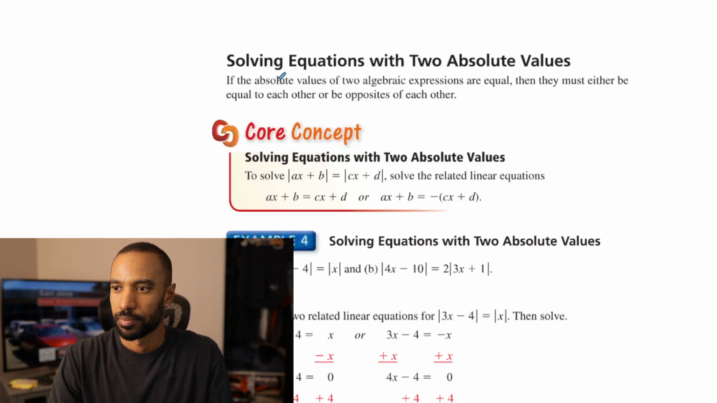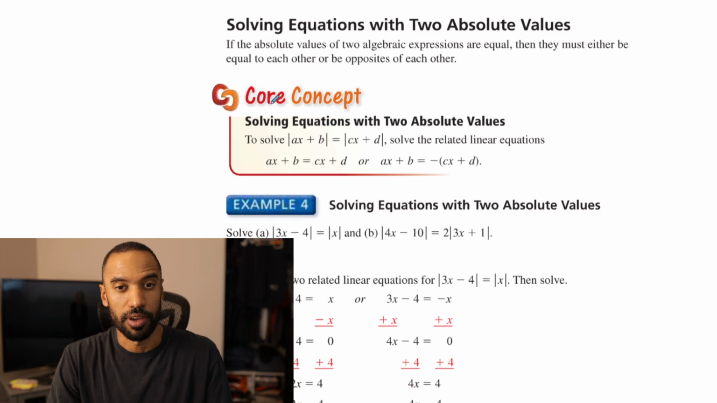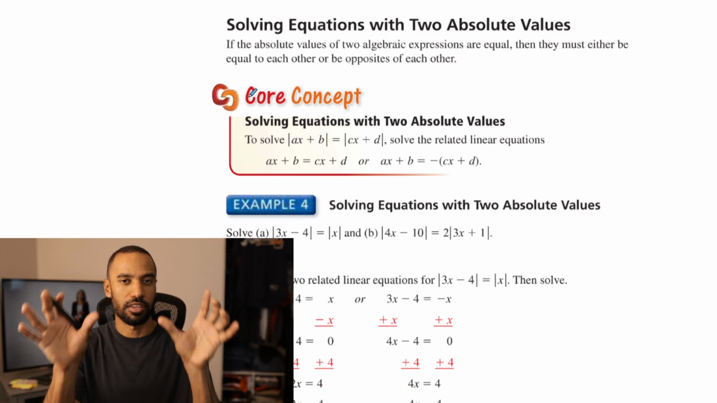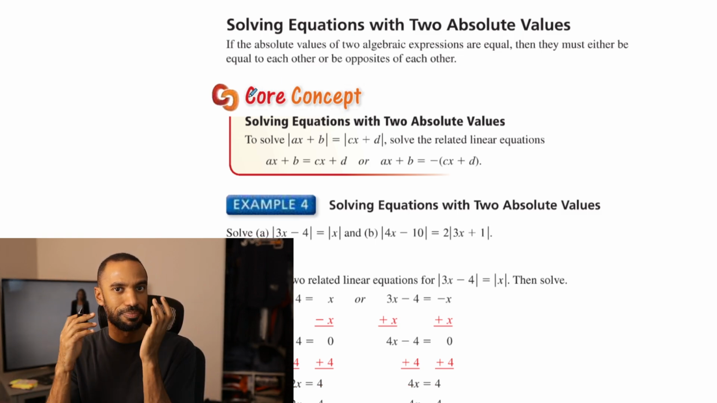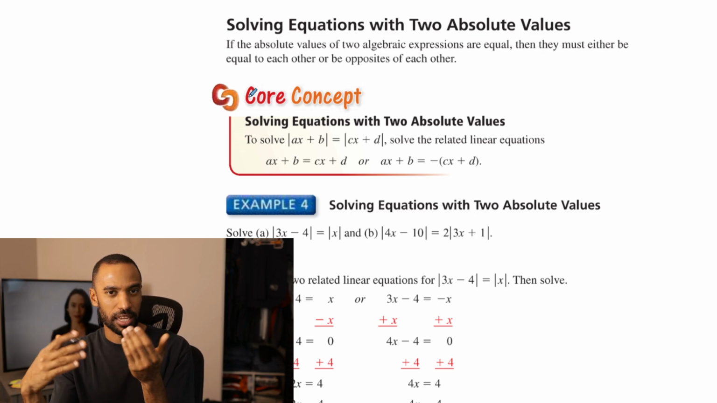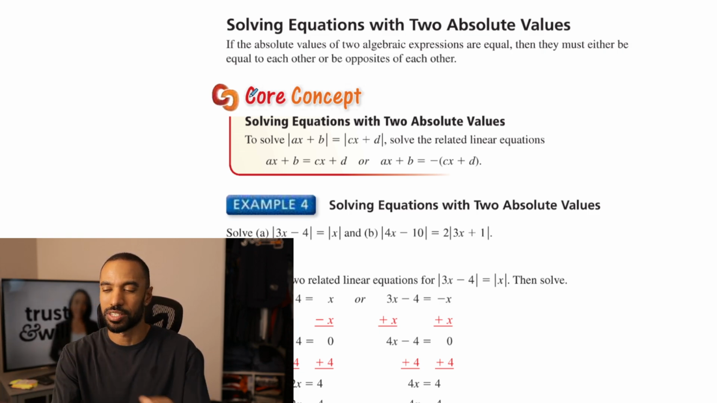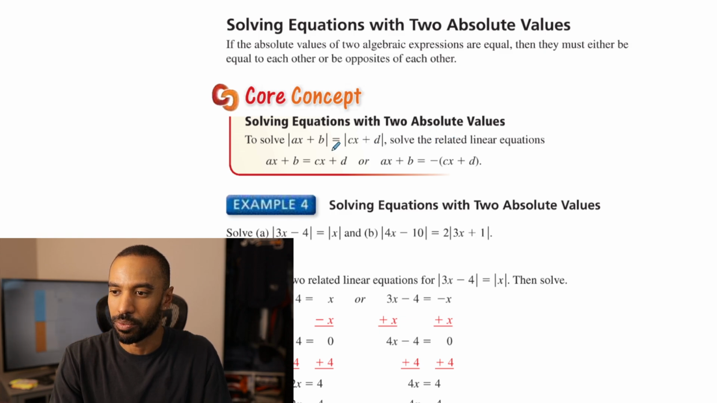Okay. Solving equations with two absolute values. Interesting. If I take the absolute values of either side and they turn positive, either set could have been positive or negative to begin with, right? So we have to find values of x. To solve this, we solve the related linear equations. Either ax plus b, the inside, can equal the positive version of cx plus d, or it can equal the negative version of cx plus d.